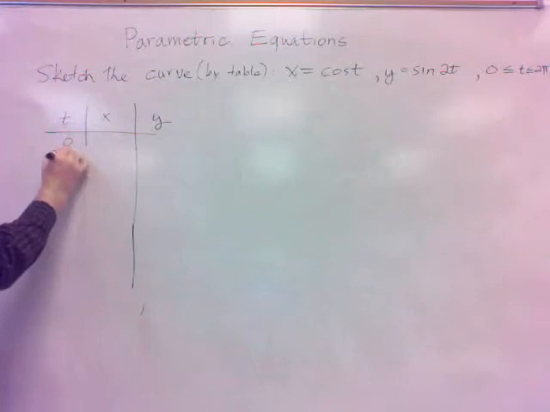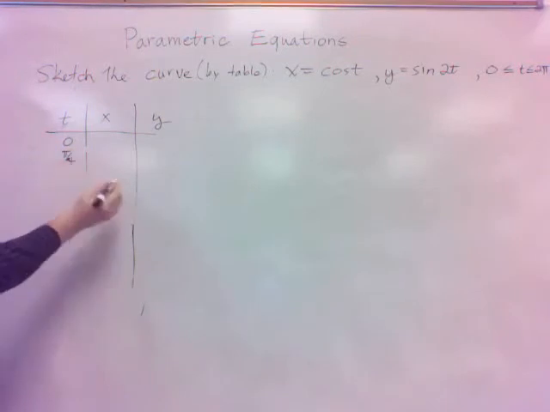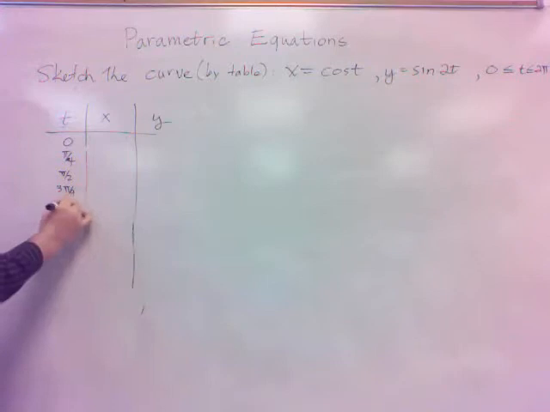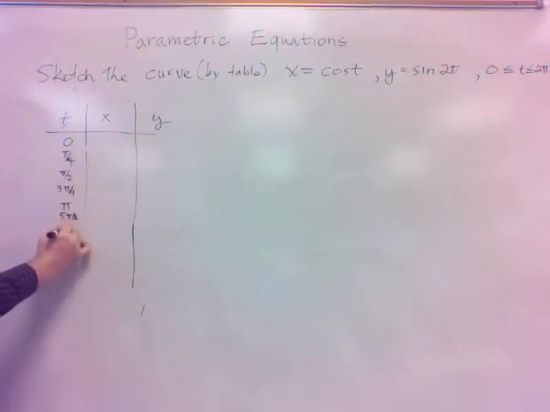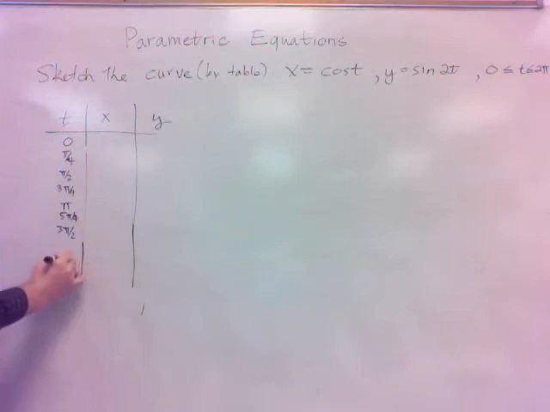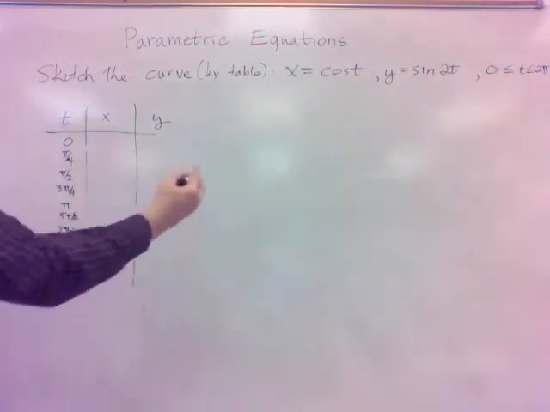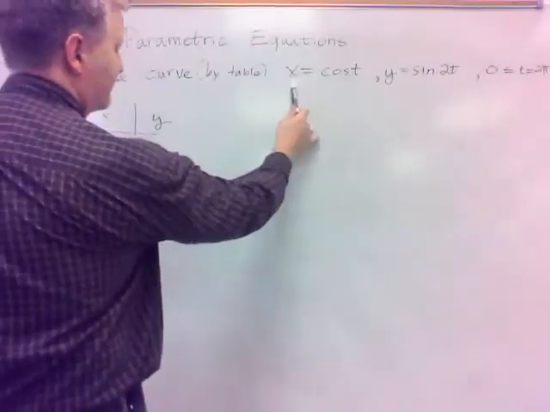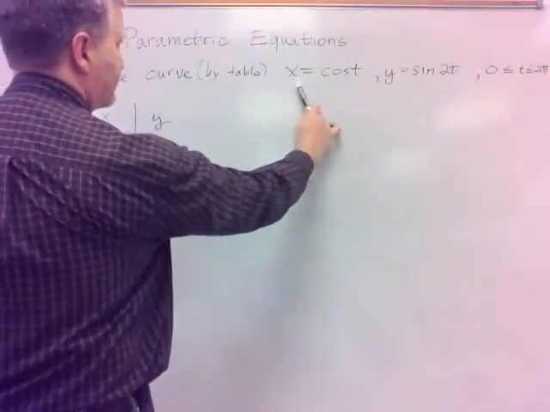So go 0, pi over 4, 2 pi over 4, which is pi over 2, 3 pi over 4, 4 pi over 4, which is pi, 5 pi over 4, 6 pi over 4, which is 3 pi over 2, 7 pi over 4, and 2 pi. And so that'll give a pretty good accurate picture for x's and y's. Okay, so I can do some of these. We'll just do the decimal ones, approximations if we need to.